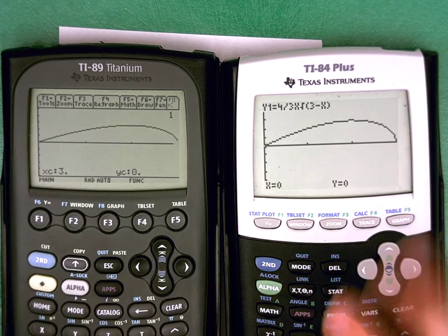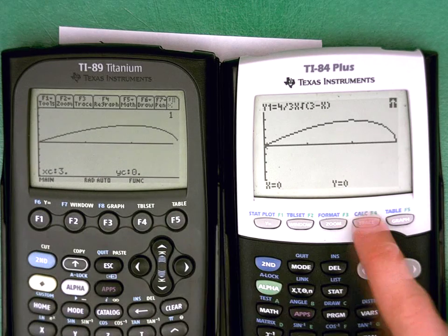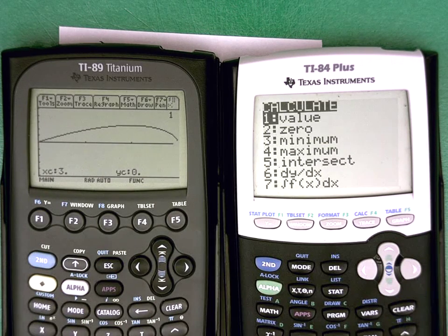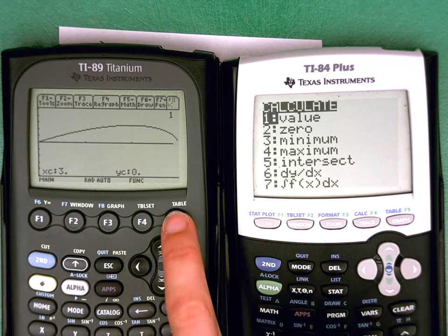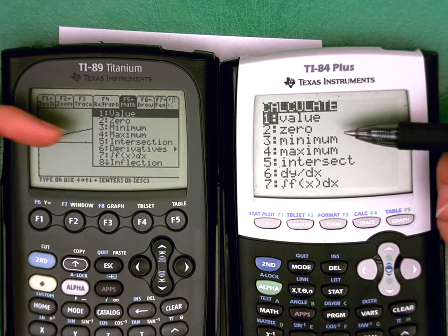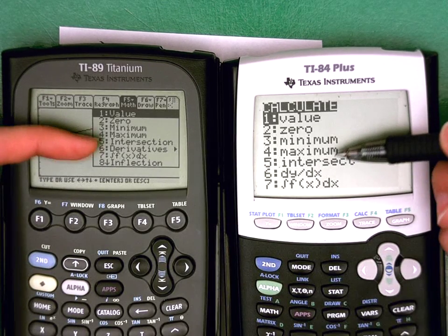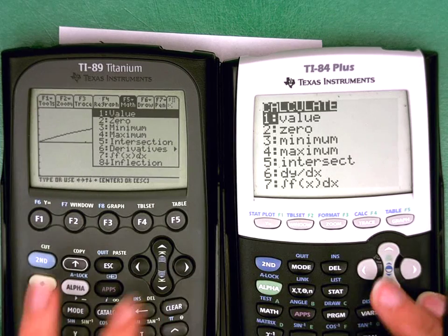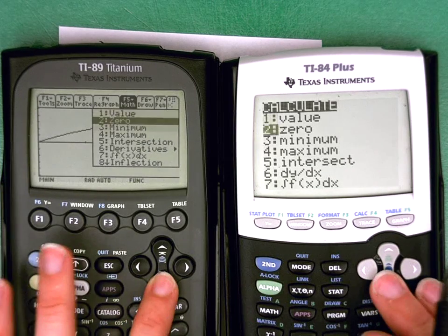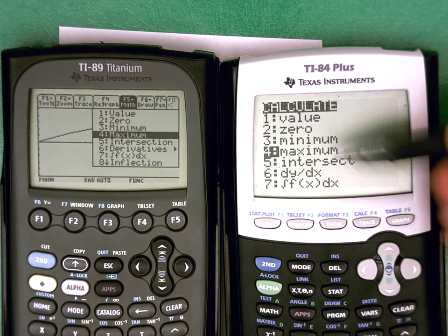On the 84s, to calc your maximum there, you're going to hit second calc. On the 89s, you're going to hit F5. So again, 84s, second calc, 89s, F5. And then number 3 and number 4 here calculate our relative minimums and maximums for us, right? Those valleys and hills. And so if I come down here, I'm trying to find that crest of my hill, right? My relative maximum there. I'm going to go ahead and pick number 4.